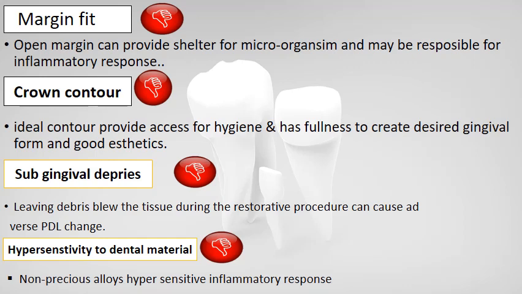Subgingival debris. Retraction cord, impression material, provisional material, or either temporary or permanent cement left inside the gingival tissue during restorative procedures can cause an adverse periodontal response. The management includes examining the sulcus surrounding the restoration with an explorer, removing any foreign bodies, and then monitoring the tissue response. And finally, hypersensitivity to dental material.